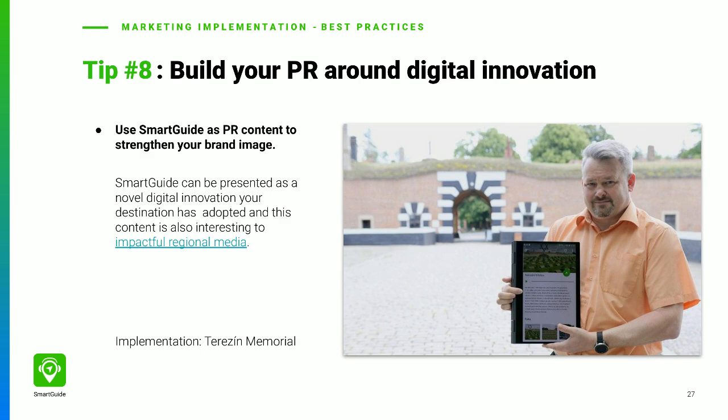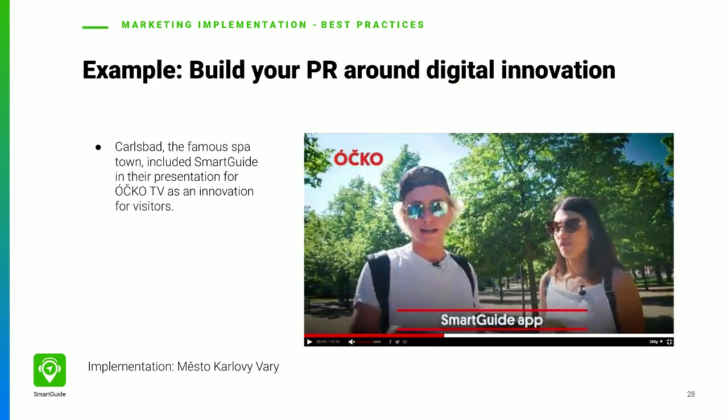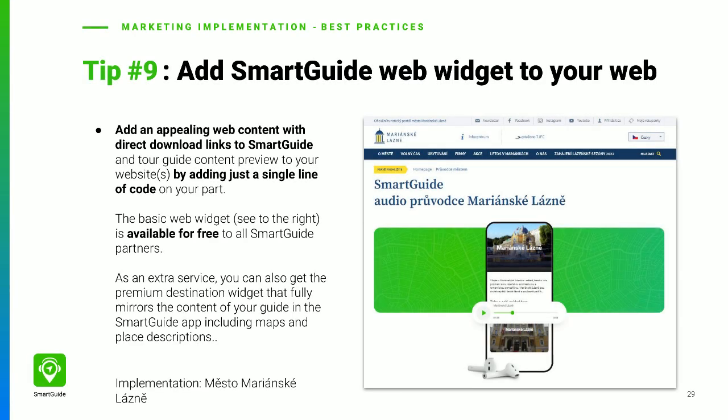You can also use SmartGuide as PR content to strengthen your brand image. SmartGuide can be presented as a novel digital innovation your region has adopted, and this content is also interesting to impactful regional media. For example, Carlsbad, the famous spa town, included SmartGuide in their presentation for Ochco TV as an innovation for visitors.